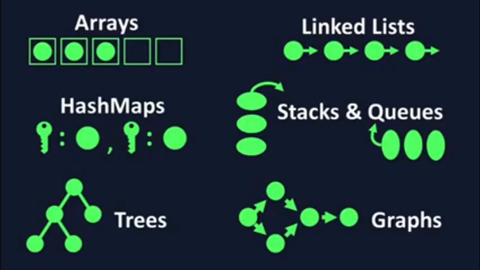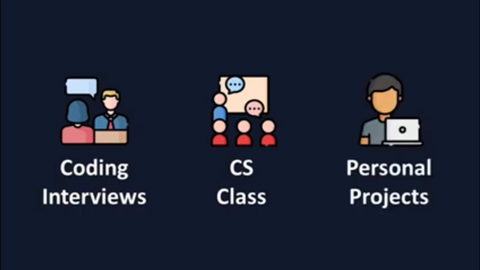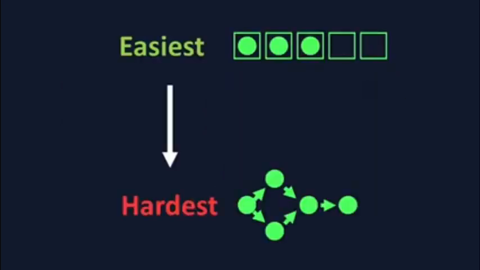Today, we're going to be going through the 7 most important data structures and explaining them as simply as possible. These are extremely important to learn, whether it's for coding interviews, computer science class, or building projects. We'll be going through the list from easiest to hardest, so beginners have a better idea of where to begin.